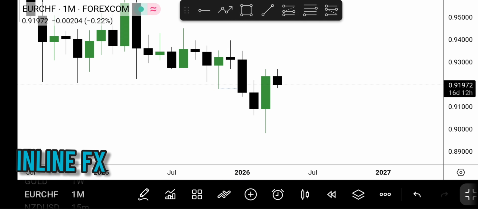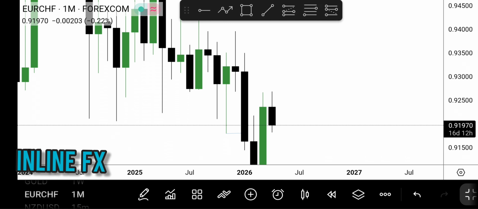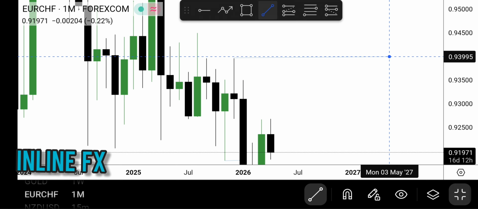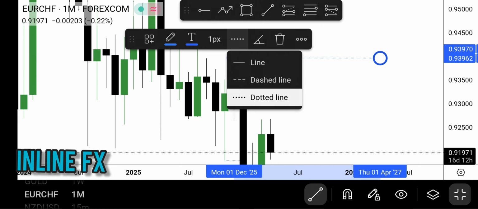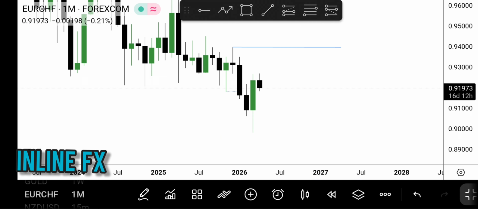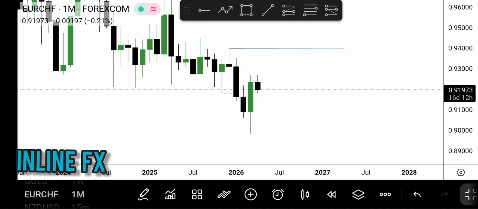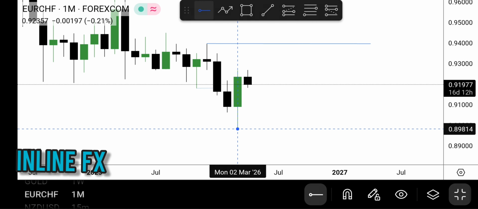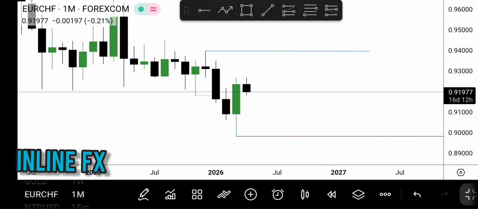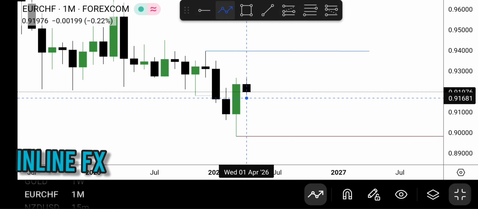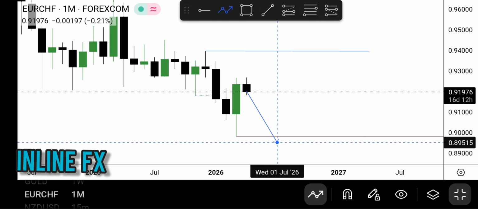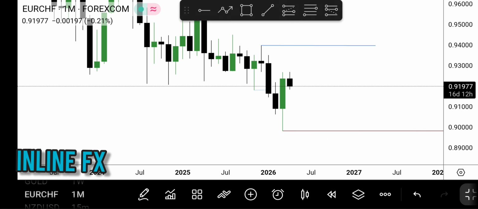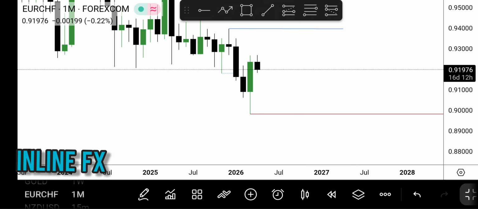Since it broke structure there, this is our last swing high before the break of structure. That is our last swing high before the break of structure. And if that is our last swing high before the break of structure, it means this is our low. Yeah, that is our swing low. So if we are in a downtrend, we are expecting price to come and then take out this low. But before price comes to take out that low, where are we going to be having our sell trade that's going to take out the low?